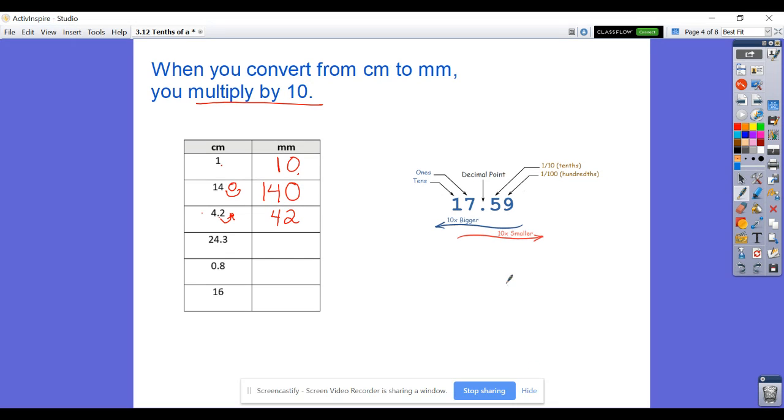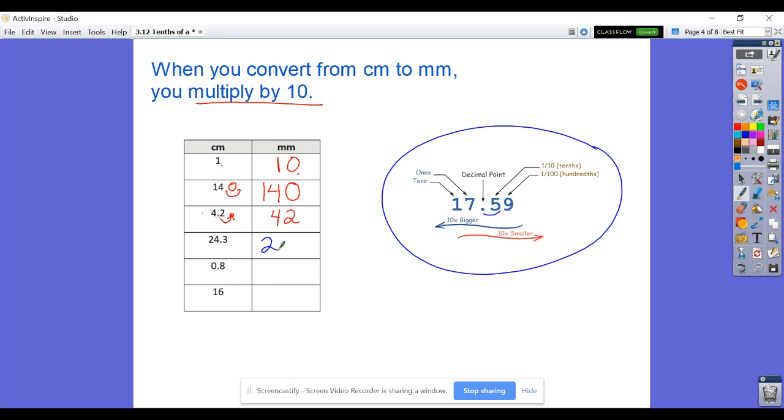So I want you to pause the video and try the next 3 on your own. And if you need to, you can look over here to your place value chart and know that every time you're going from centimeters to millimeters, you're getting 10 times, you're getting smaller units. So in this way, you multiply by 10 to go over 1 decimal place or 1 place value, as the case may be. So pause the video and try the next 3 on your own. Play back when you're ready to reveal the answers.